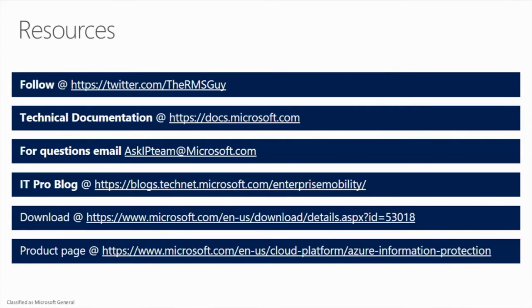Whole bunch of resources for you. And hopefully you've seen some stuff that gets you interested, you've seen some stuff that gets you excited. Hopefully you've seen some stuff that makes you think, that could work quite well in our organisation. If you're already an EMS E3 customer or an Azure Rights Management Premium customer, you already have access to at least the manual classification and labelling capabilities that we showed you already.